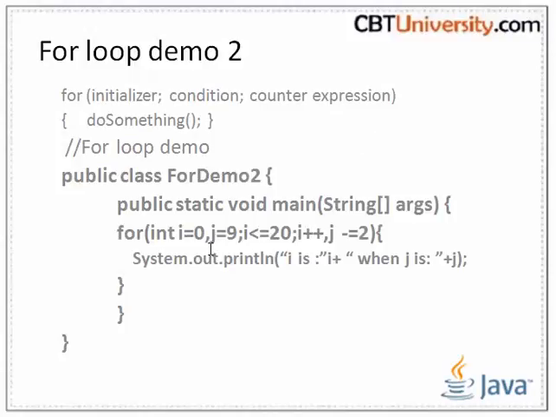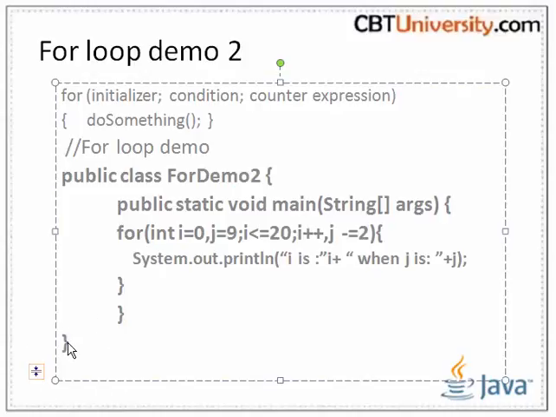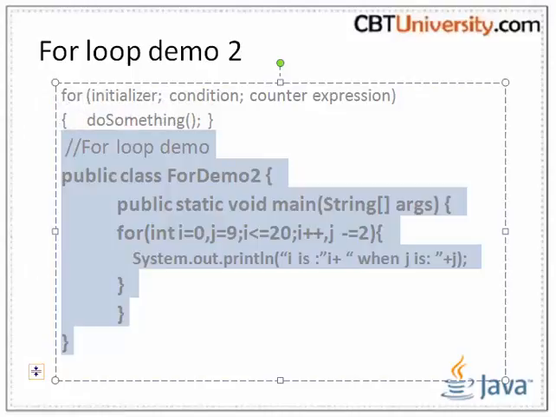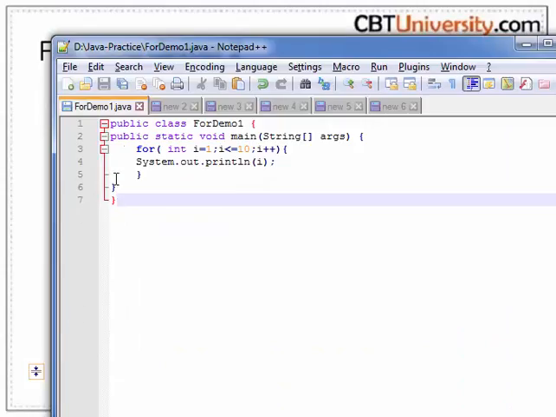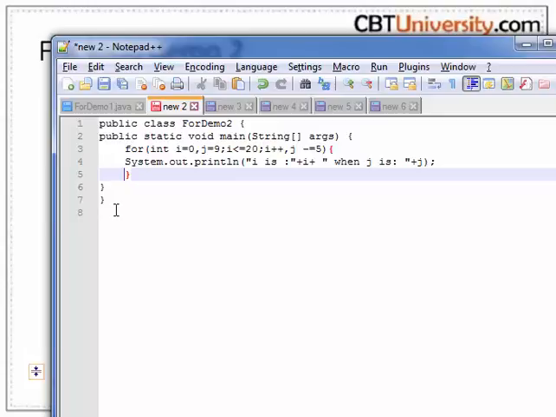Let us take another for demo. In this, we are having multiple initializers and multiple counter expressions. I pasted the code here. Here you see the two initializers, one condition, and the two expressions. So i is incremented and j is decremented by 5. Okay, let us save this as ForDemo2.